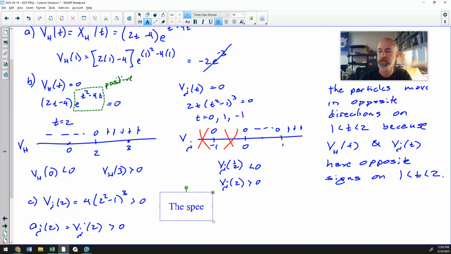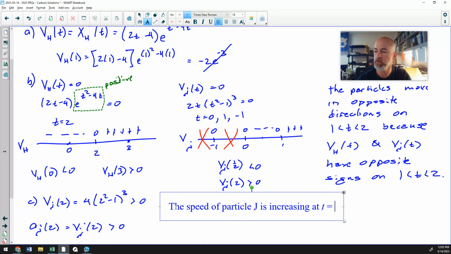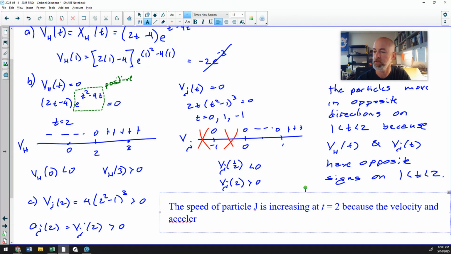So the speed of particle J is increasing at t equals 2 because the velocity and acceleration of particle J have the same sign at t equals 2. And I have written work to support that claim.